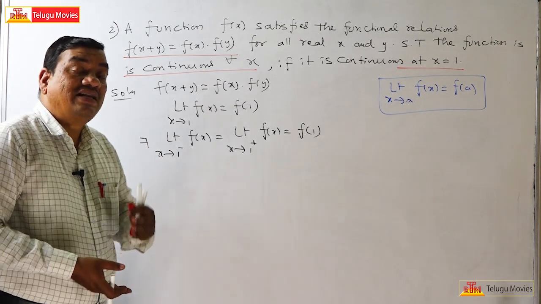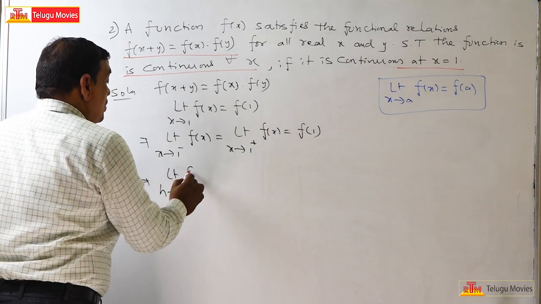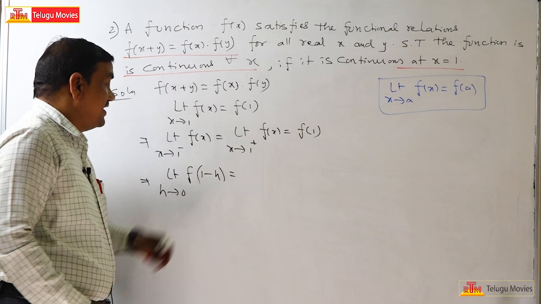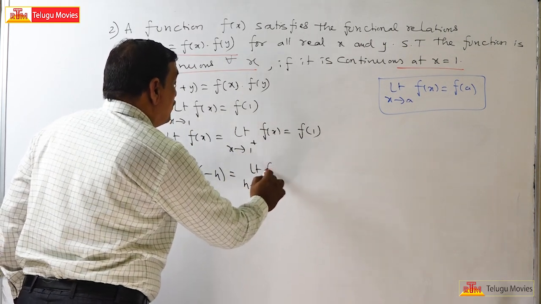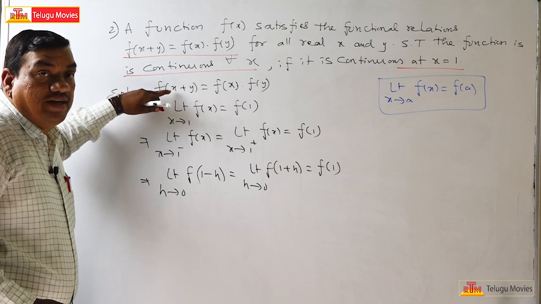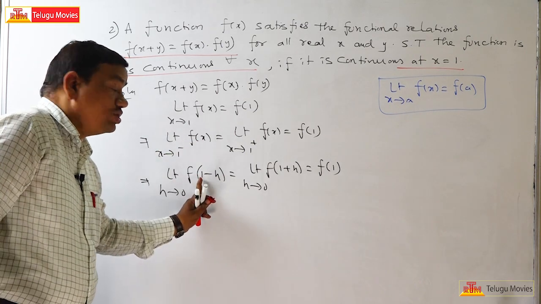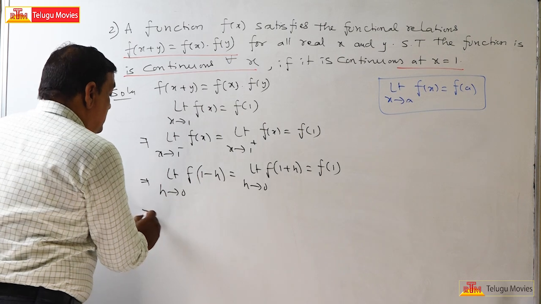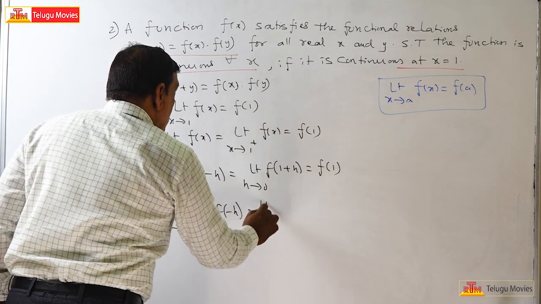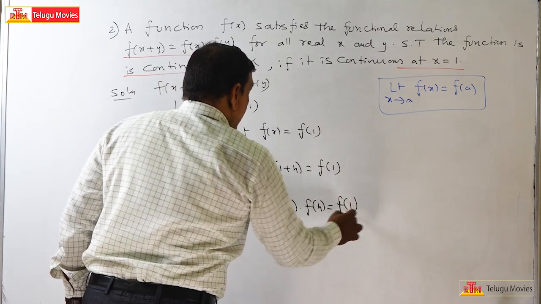Left hand limit and right hand limit at x = 1, both are equal. Now, as x tends to 1 minus, let us convert it into h infinitesimals. So, this implies the limit as h tends to 0 of f(1 − h) is equal to the limit as h tends to 0 of f(1 + h), which is equal to f(1). Now let us make use of the functional relation f(x + y) = f(x) · f(y). So, this can be written as the limit as h tends to 0 of f(1) · f(−h) equals the limit as h tends to 0 of f(1) · f(h), which is equal to f(1).